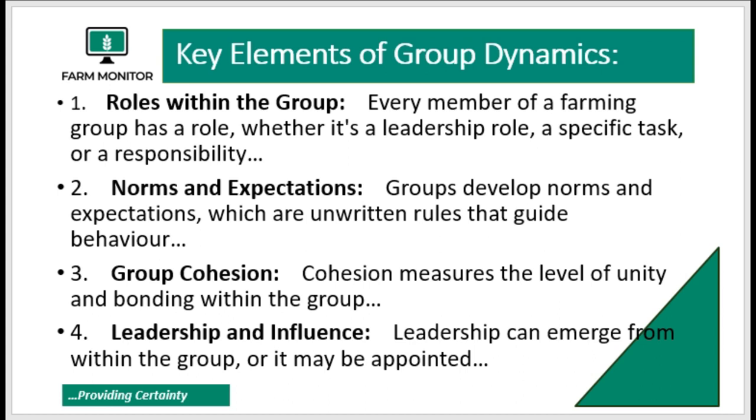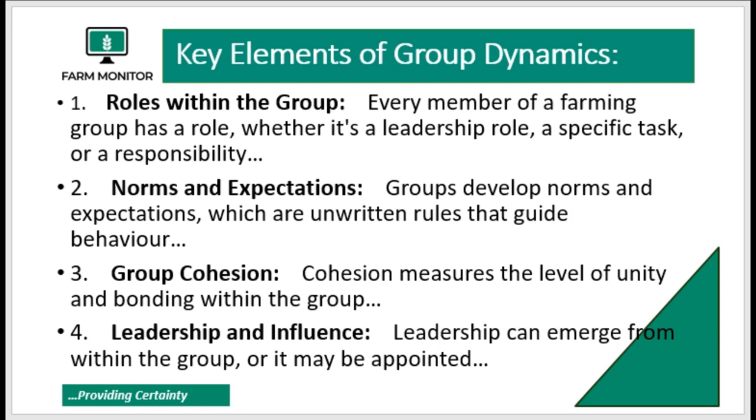Number one, roles within the group. It's expected that every member of a farming group has a role, whether it is a leadership role, a specific task, a responsibility, whatever it is. Roles help distribute work and clarify who is accountable for what.